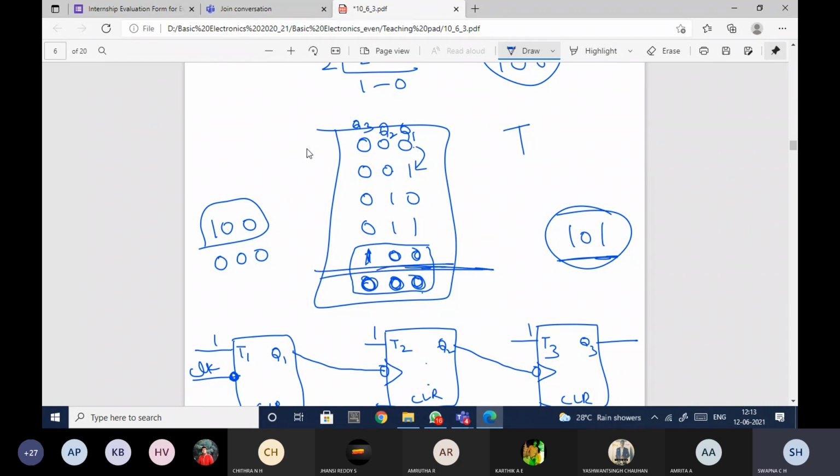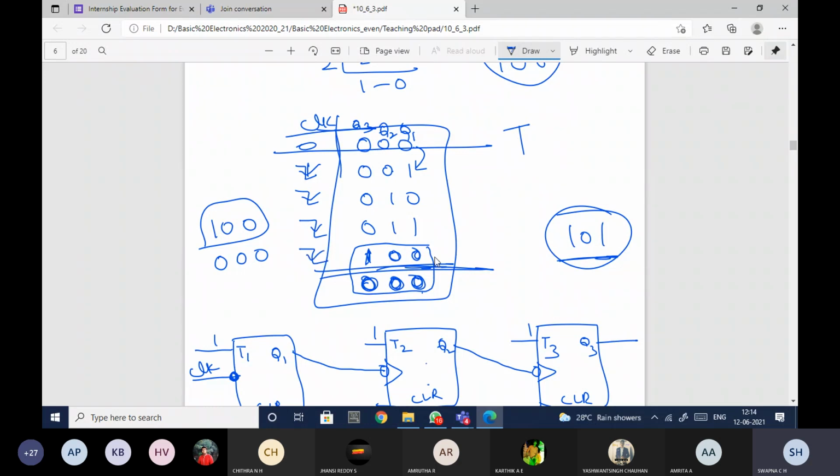First, initially I'll not give any clock, but I'll make all the flip-flop outputs 0. Now I'll give the first clock so that my output will change to 001. Next I'll give one more clock, it will change to 010. Again one more clock, it will change to 011. Again one more clock, it will change to 100.